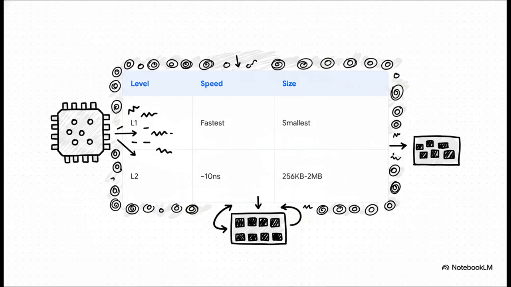But what happens if the data isn't there? That's an L1 miss. When that happens, the CPU checks the Level 2, or L2 cache. It's a little further away from the cores, so it's a bit slower, taking about 10 nanoseconds to access. But it makes up for that by being larger, usually between 256 kilobytes and 2 megabytes per core, acting as a crucial backup for anything L1 missed.